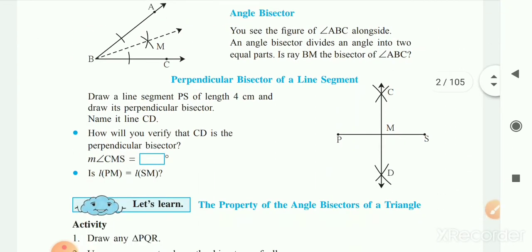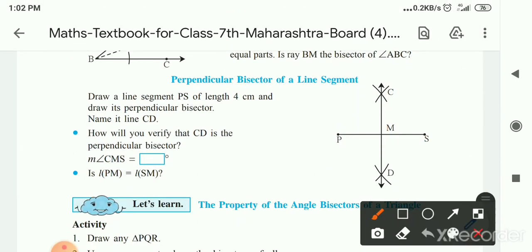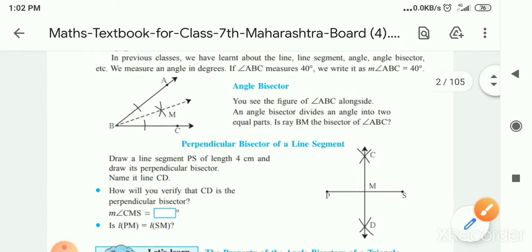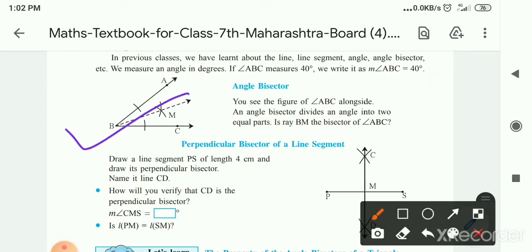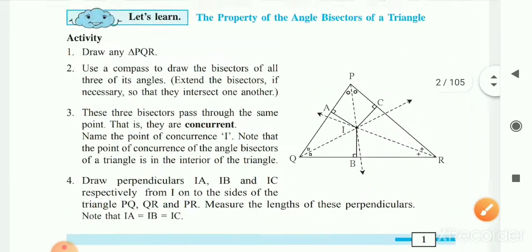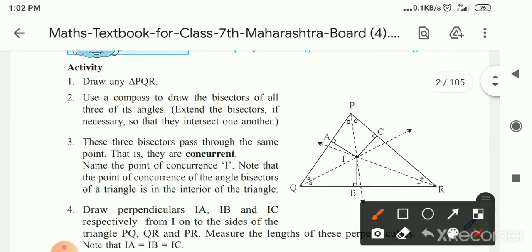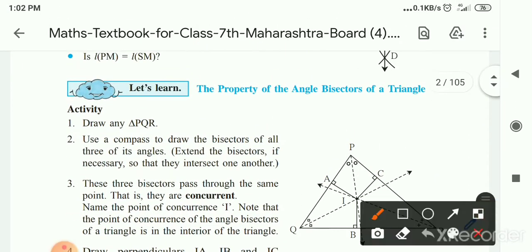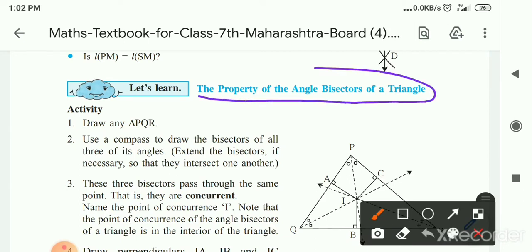Secondly, I taught you the perpendicular bisector of a line segment. How to draw a perpendicular bisector for a given segment, that also yesterday I showed you. Let's recall, these two constructions are there. We have to use these constructions in our next construction, and from this construction we are going to study the property of angle bisectors of a triangle.